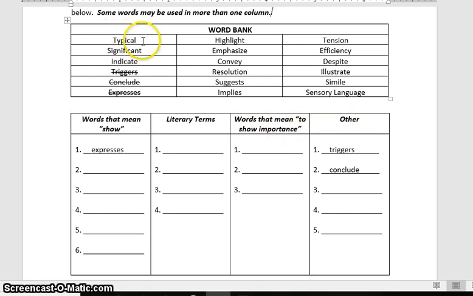So here are the words: typical, significant, indicate, triggers, which is already placed, conclude, already placed, expresses, already placed, highlight, emphasize, convey, resolution, suggests, implies, tension, efficiency, despite, illustrate, simile, sensory language. Place those words in these 4 columns.